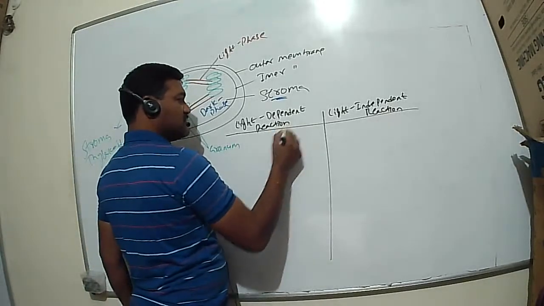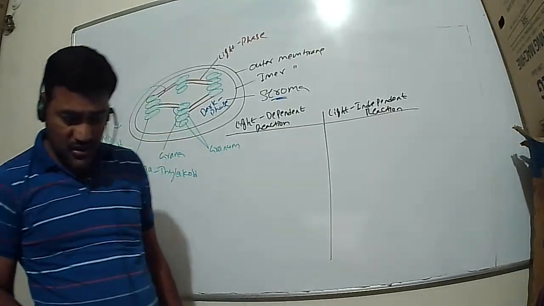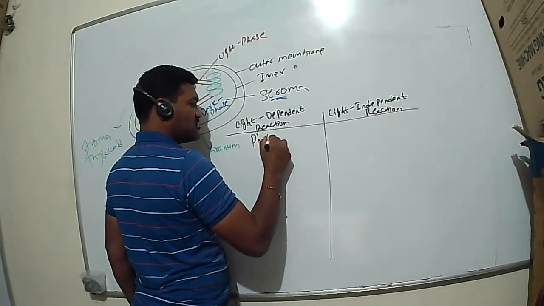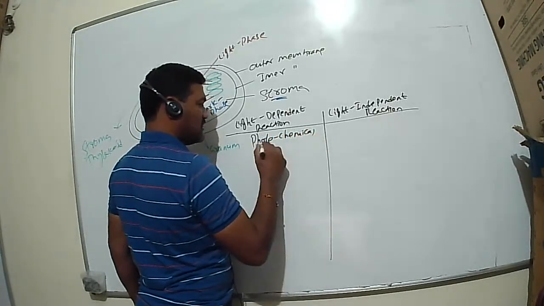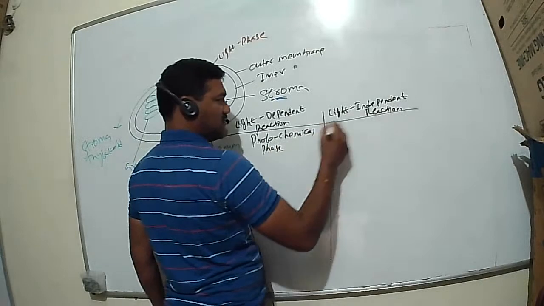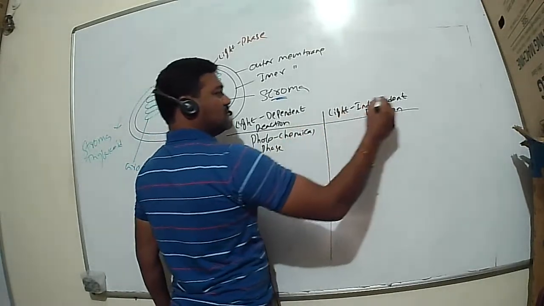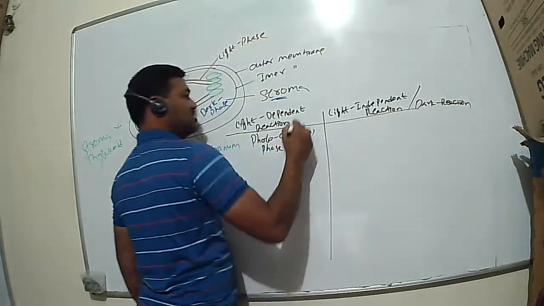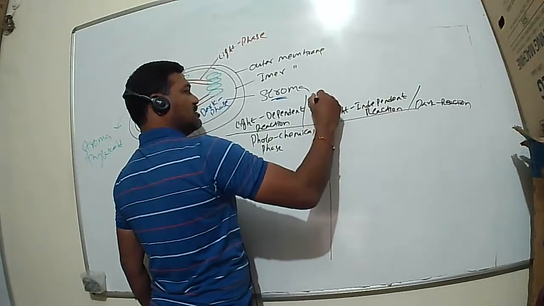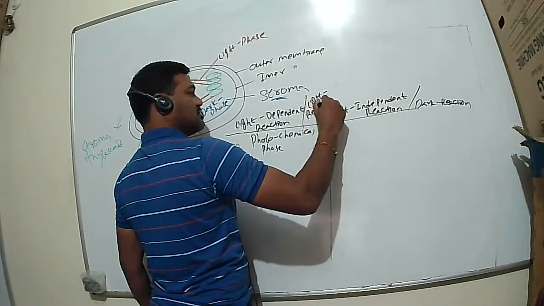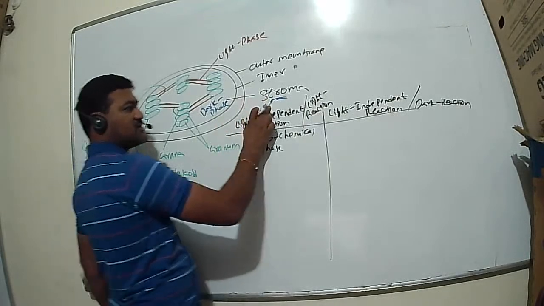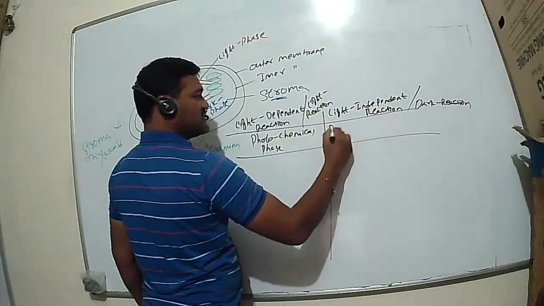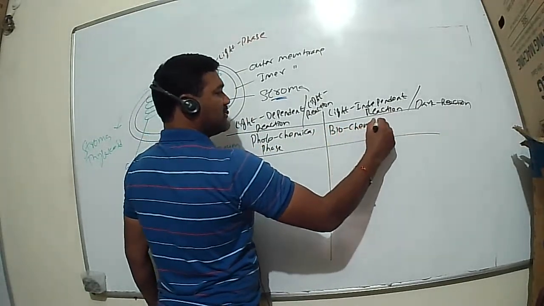Light dependent reaction is also called the photochemical phase. And the dark reaction is the light independent reaction. Light dependent reaction or light reaction, light independent reaction or dark reaction. But there's another name. It's also called a photochemical phase. It's also called a biochemical phase.